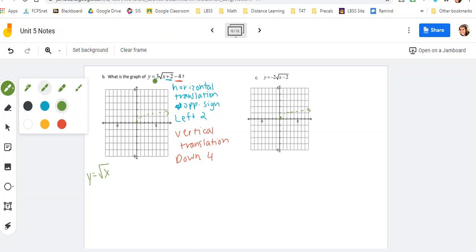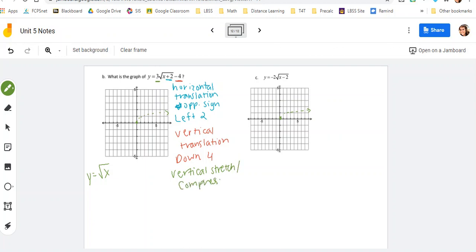And then on this equation, we also have a 3 in the front. So that is showing us a vertical stretch or compression. In this case, since the number in front is 3, which is greater than 1, we get a vertical stretch by a factor of 3.